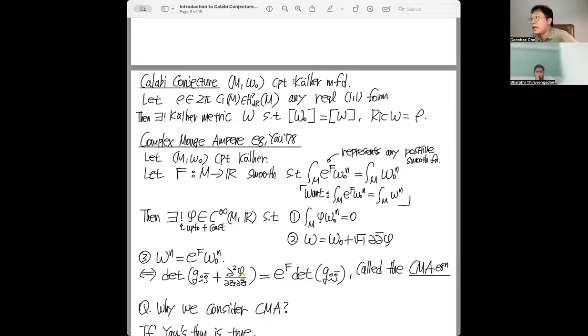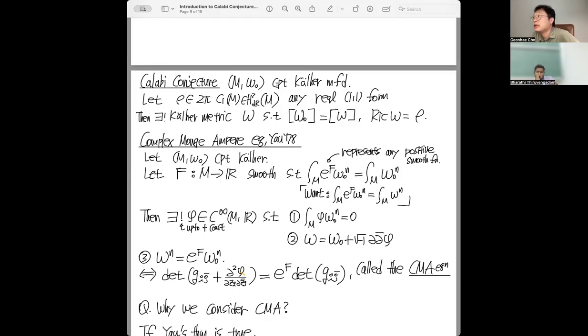So what we said is let's just choose any real (1,1)-form. Any real (1,1)-form. So make sure that this is any. Then what we'd like to claim is that there exists a Kähler metric whose Ricci form recovers this rho, and they belong to the same cohomology class. That's the Calabi's conjecture. Let me just repeat.